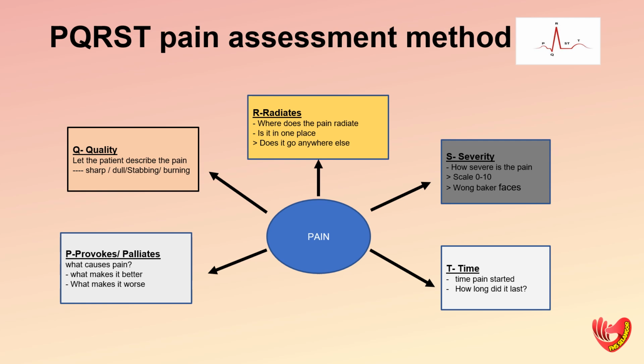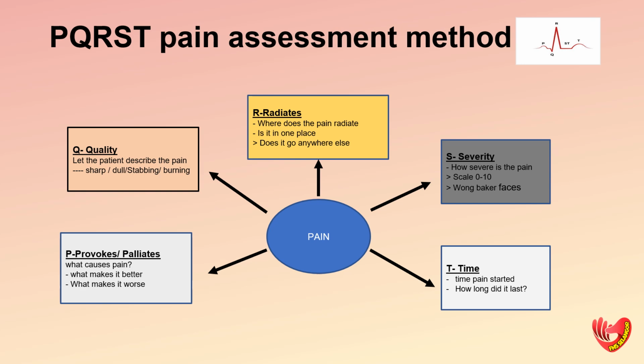PQRST stands for P, provoking factors. What brings the pain on and what makes it better or worse. Q stands for quality. Let the patient describe the pain. Either it is sharp, dull, stabbing or burning in nature. R stands for radiation. Where's the pain? Does it spread anywhere else?